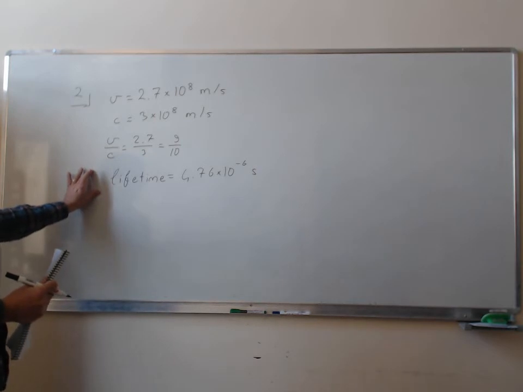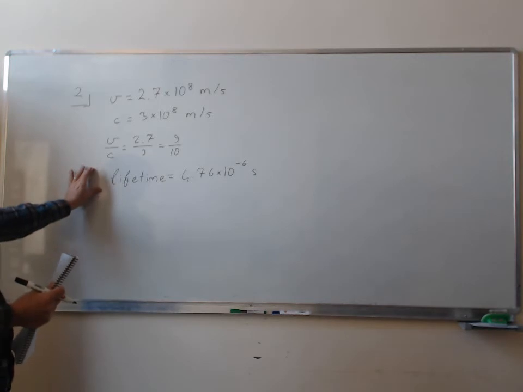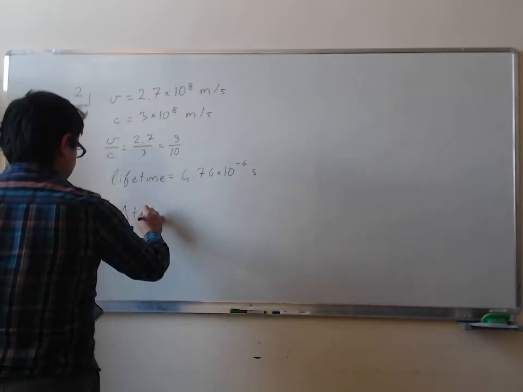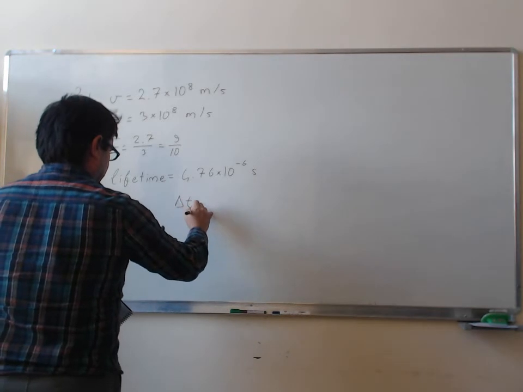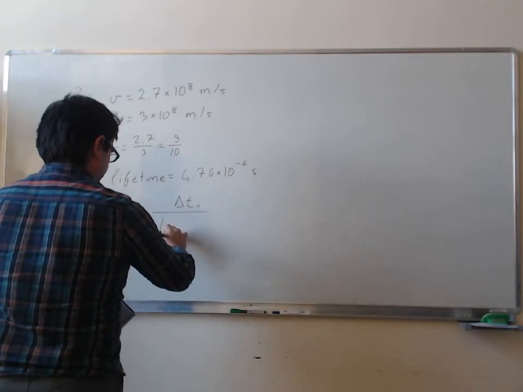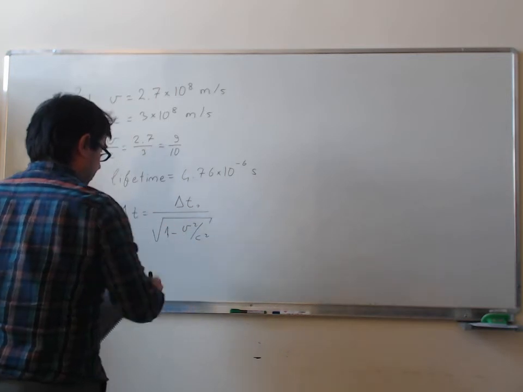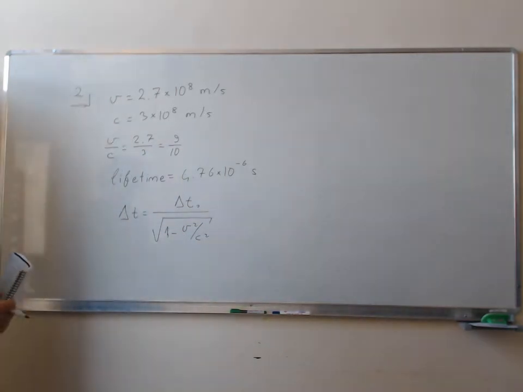And this is connected to the actual rest lifetime of the muons through the time dilation formula. Now, the time dilation formula is delta t equals delta t naught over the square root of 1 minus v squared over c squared. Now, is this applicable here? The answer is yes. Time dilation is applicable when one of the observers is measuring proper time. And proper time between two events is defined as when the two events take place at the same location for a particular observer.